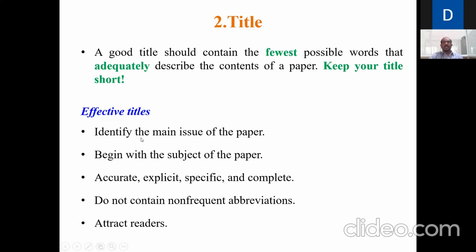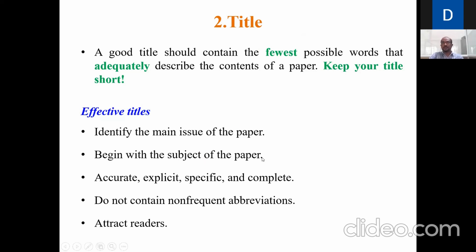An effective title means identifying the main issue of the paper. The title should discuss the main issue. It will reflect the main issue of your paper. For example, if you are examining the efficiency of the DC machine, then the word efficiency should come in the title. Begin with the subject of the paper.